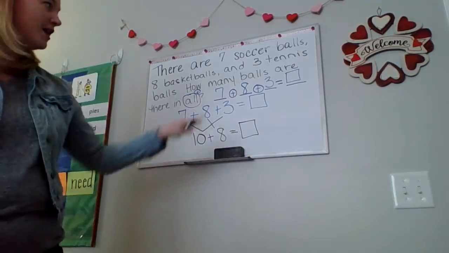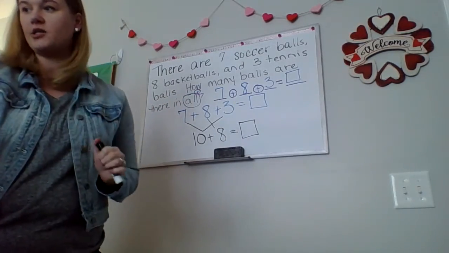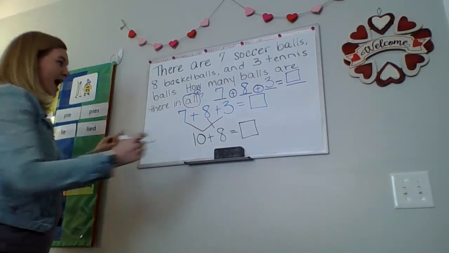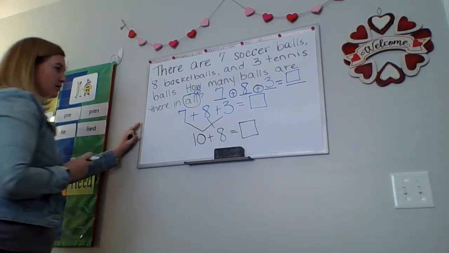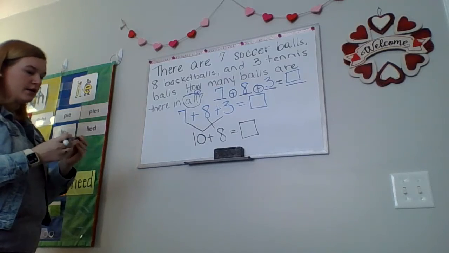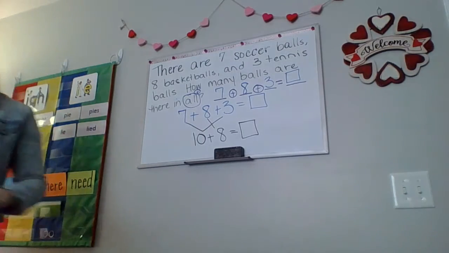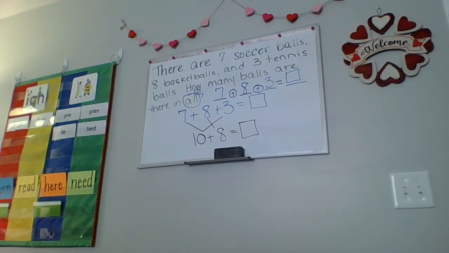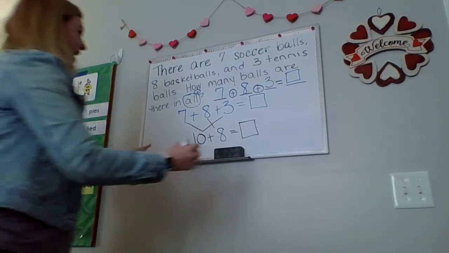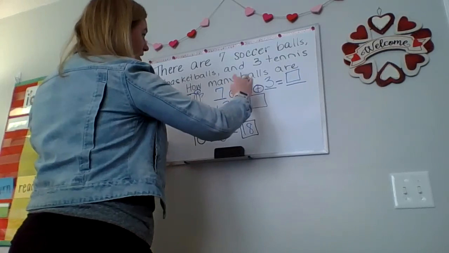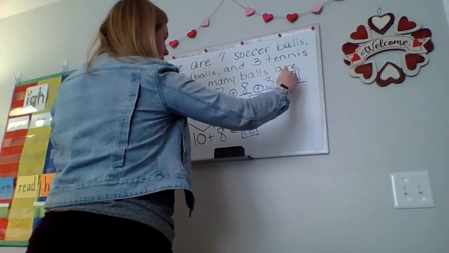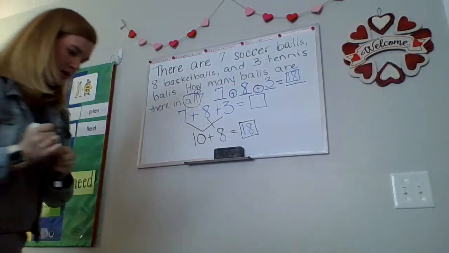Journey, I saw that you added the first two numbers. That's also a great strategy. Journey added 7 plus 8 and got 15 and then did 15 plus 3. That's totally fine. So 10 plus 8 is 18. So that means 7 plus 8 plus 3 also equals 18.